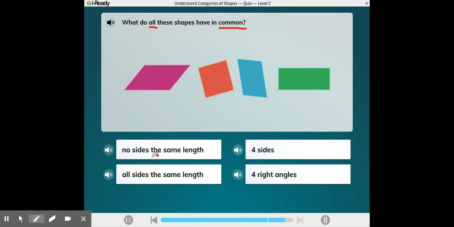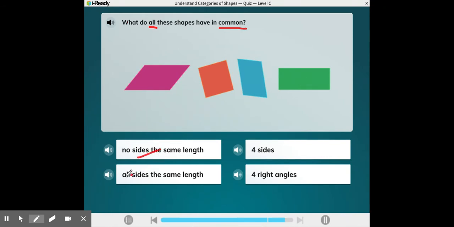No sides are the same length. No sides the same length. I see on this shape that this side and this side are the same. This side and this side are the same. 4 sides that are the same on the square. On this one here, this side is the same as this side. This one is the same as this one. And on our rectangle, it's got sides that are the same length. So this one cannot be an option.